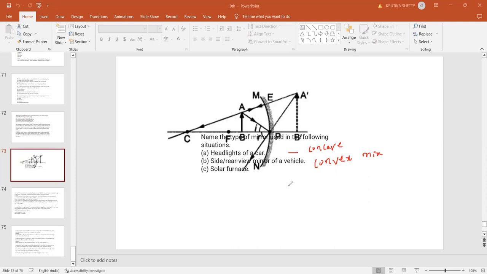Then solar furnace, again it is a concave mirror.